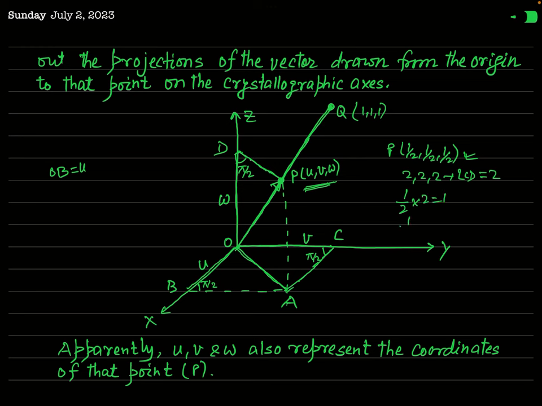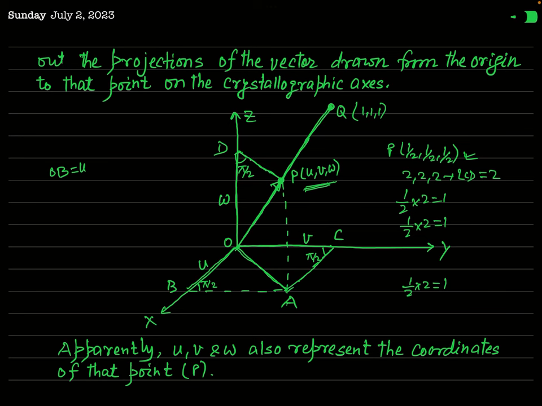Again, the second coordinate is 1 by 2, so we will multiply 1 by 2 by the LCD 2, and this will also be 1. And the third one is also 1 by 2 into 2, and that will be equal to 1. So in this way, after simplifying by taking the LCD and multiplying the LCD to the coordinates, we get the smallest integers, which will have the smallest ratio, and that will represent the three integers which represent the direction.